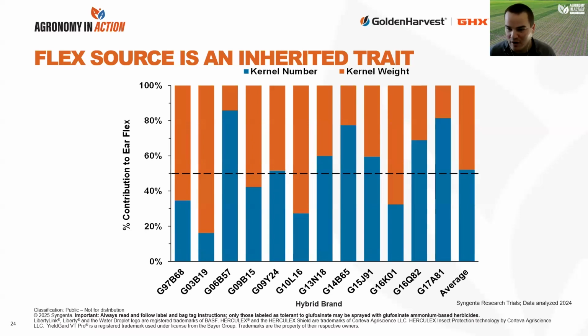The blue part of those bars would mean the majority of that ear flex is coming through kernel number, and the orange bar would be that ear flex is coming through kernel weight. And so there's a couple hybrids that really flex through kernel weight, and that is G03B19, G10L16, and G16K01. Those three hybrids really flex through kernel weight, compared to G06B57, 14B65, and 17A81. Those hybrids in good growing conditions are going to be flexing through kernel number.